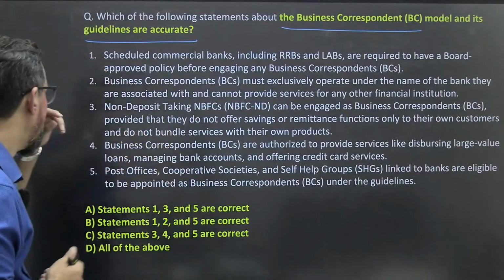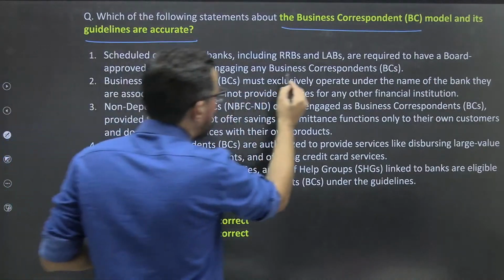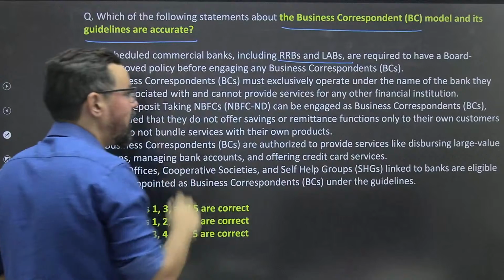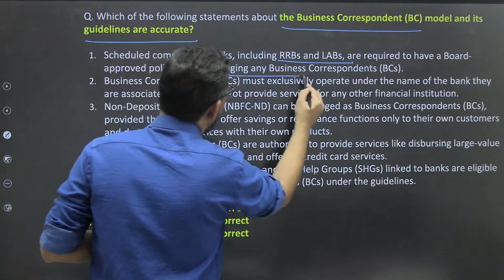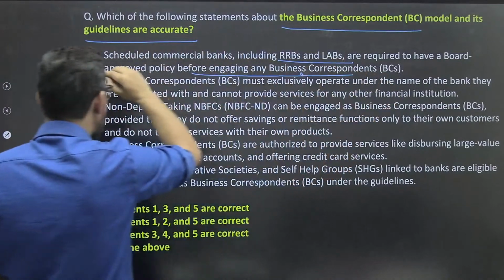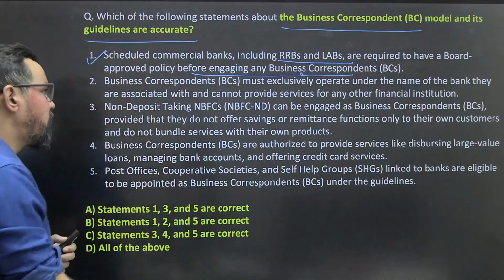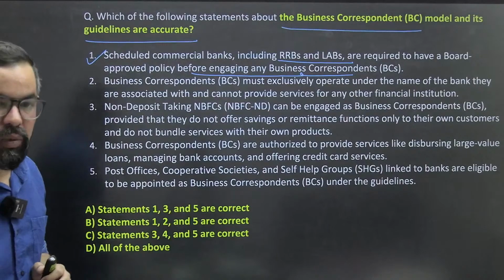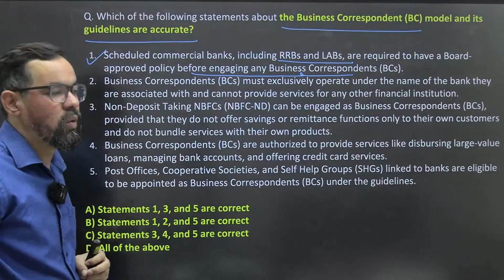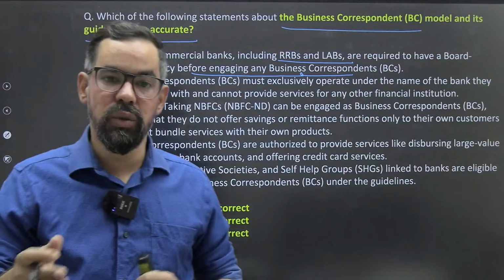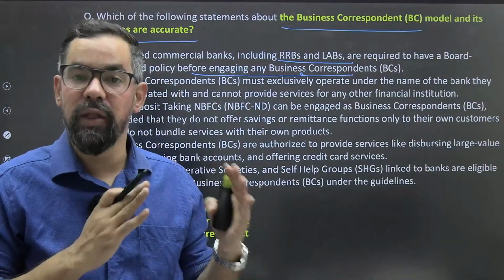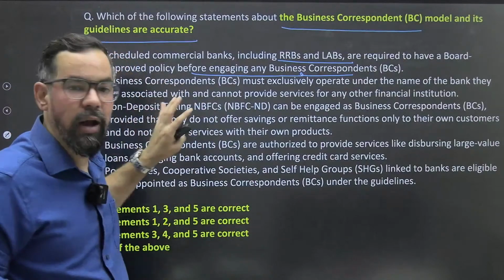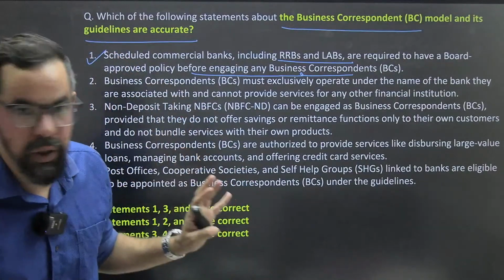Scheduled commercial banks, including RRBs and local area banks, are required to have a board-approved policy before engaging in business correspondent business. Okay, so the first statement is true. They are required to have a board-approved policy. What services they can offer through the business correspondent to the customers, and what the guidelines will be, should be part of the board-approved policy of that particular bank itself.